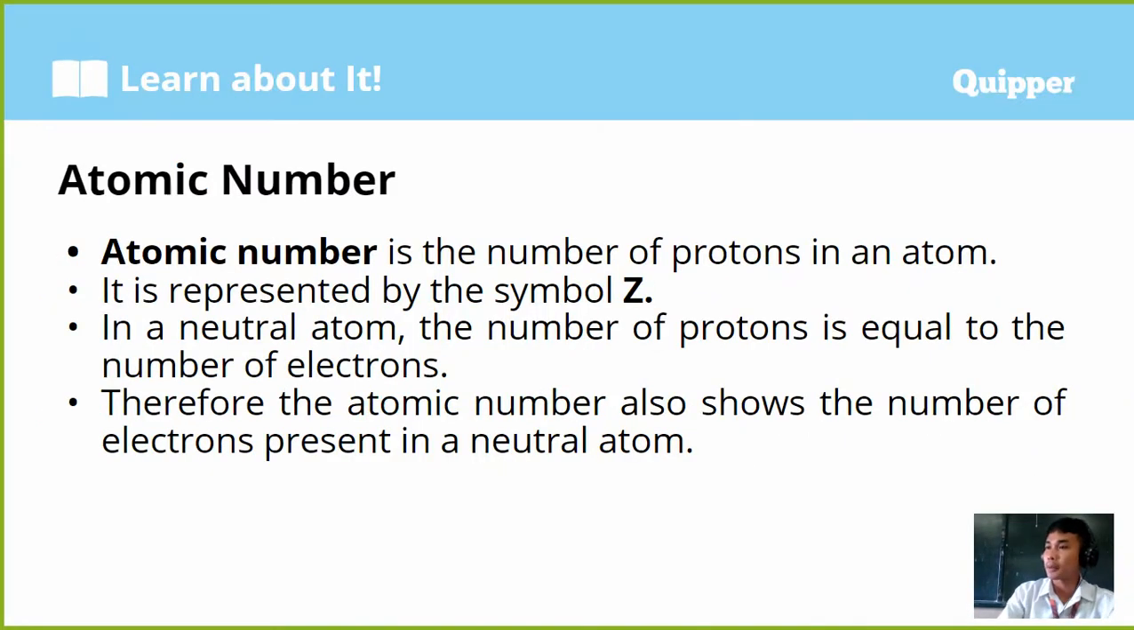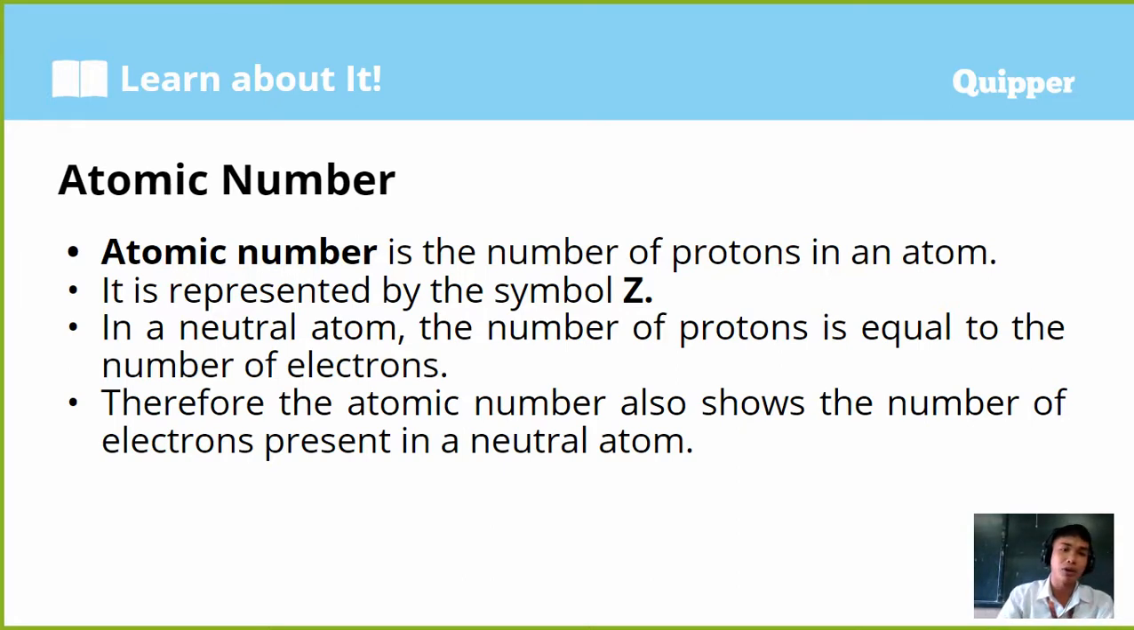So for atomic number, the atomic number is the number of protons in an atom. For example, if in carbon we have 6 protons, the atomic number will be 6. So remember the class in a periodic table.